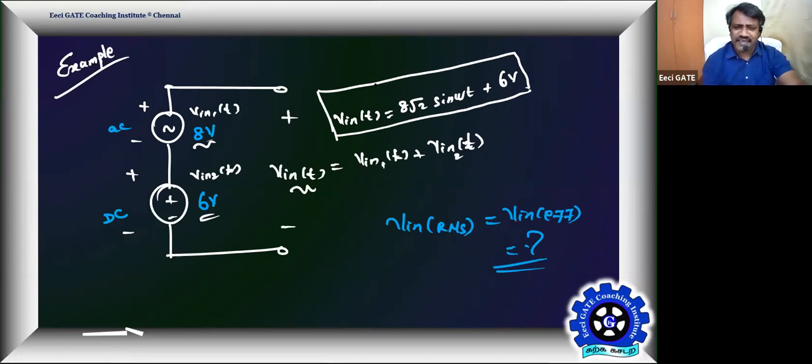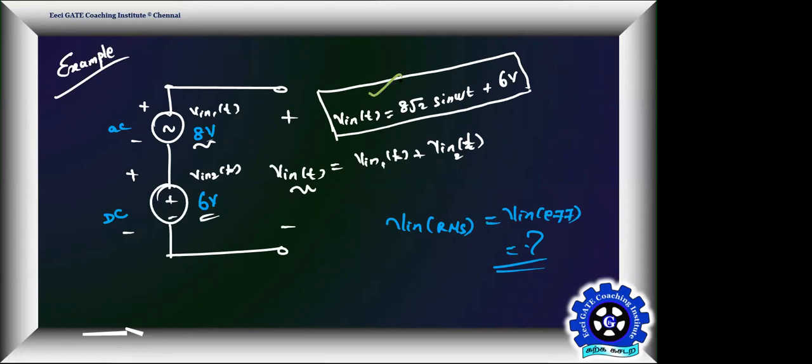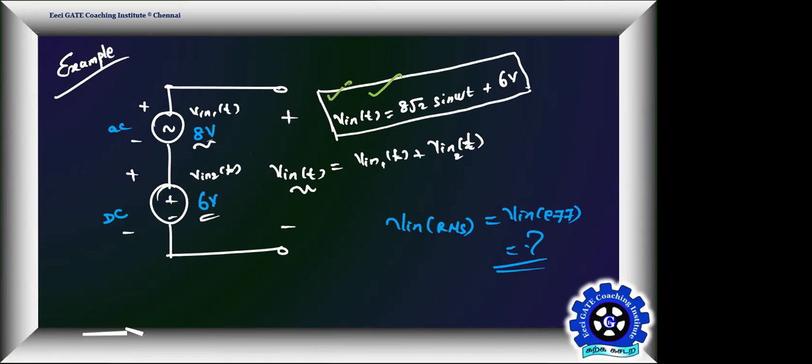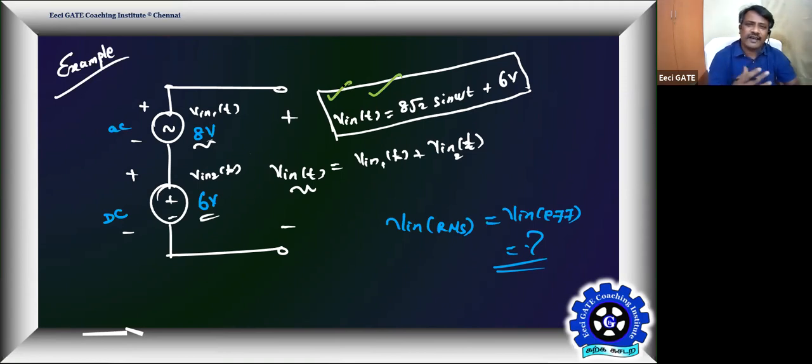The expression is clearly mentioned. That's your V in of t. How can you give this result as 14? That's a question to be answered. It's RMS only I'm looking for. I know V in of t. I know the instantaneous signal representation. I want its RMS value.